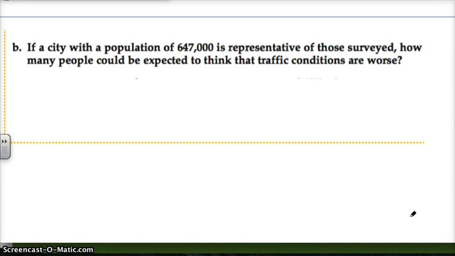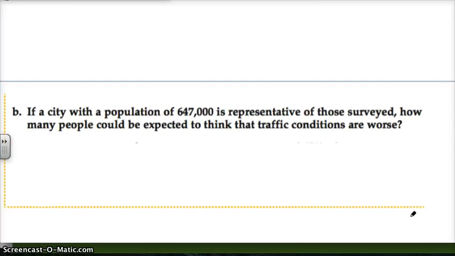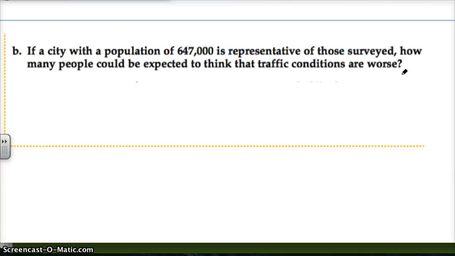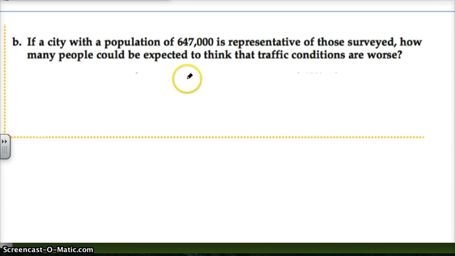So if a city population of 647,000 is representative of those who are surveyed, how many people could be expected to think that the traffic conditions are worse? Well, let's go back up and get the percent of people who think that it's worse. So we're looking at 63% thought that it was worse. All right, so we're talking about 63%. And this is now the whole. So the whole is going to be this amount here.